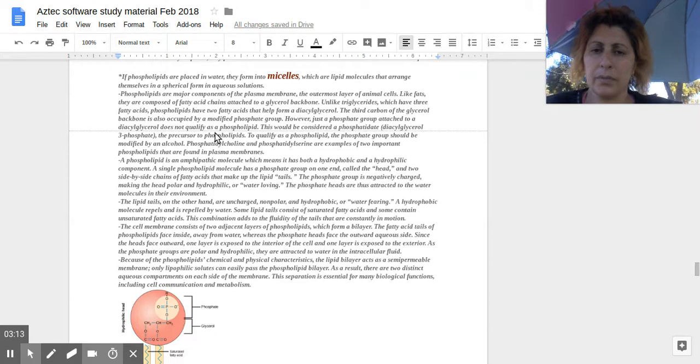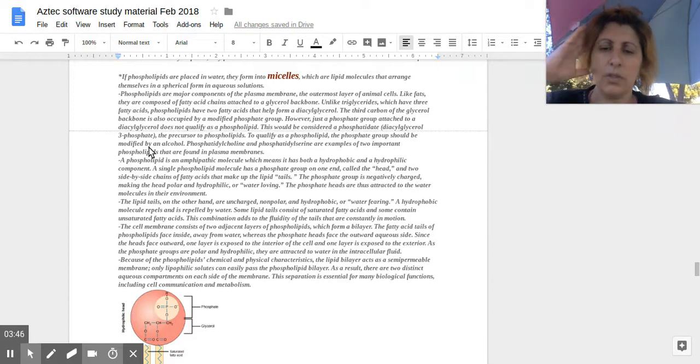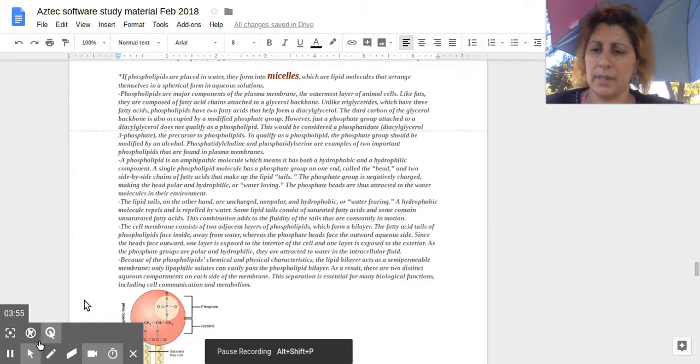So if you have just a phosphate group attached to the diacylglycerol, this is not a phospholipid. This is called phosphatidate, diacylglycerol 3-phosphate, the precursor to phospholipids. To qualify as a phospholipid, the phosphate group should be modified by an alcohol. Phosphatidylcholine and phosphatidylserine are examples of 2 important phospholipids found in plasma membranes.